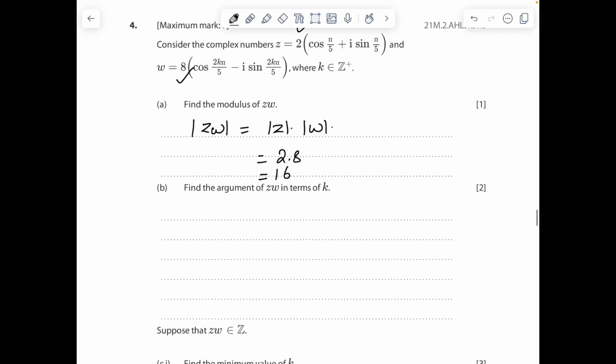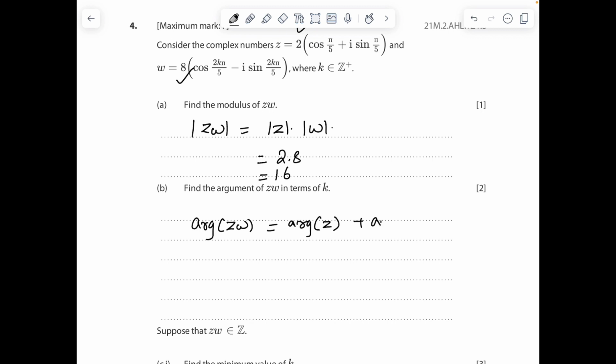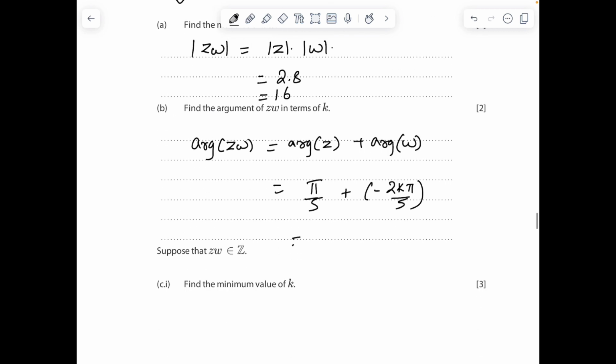Find the argument of z omega in terms of k. Argument of z omega equals argument of z plus argument of omega. So argument of z is pi upon 5 plus argument of omega is minus 2k pi by 5. So if I want to simplify it, 1 minus 2k times pi upon 5.